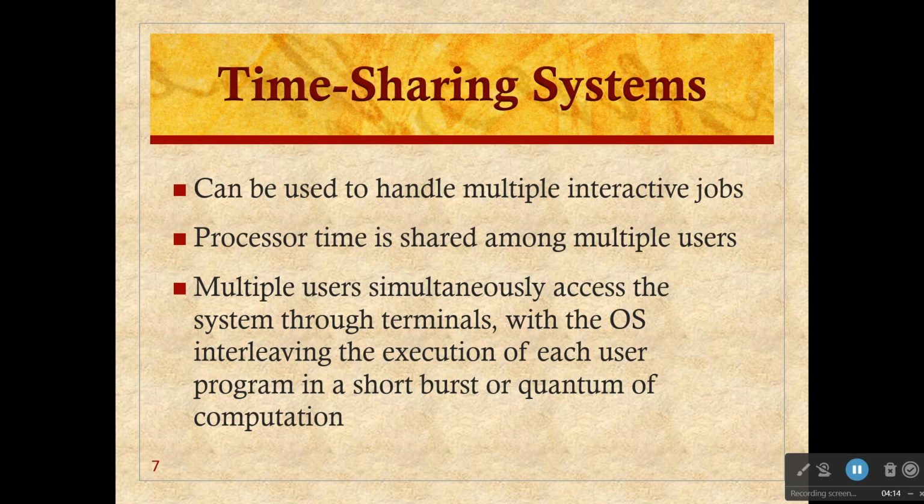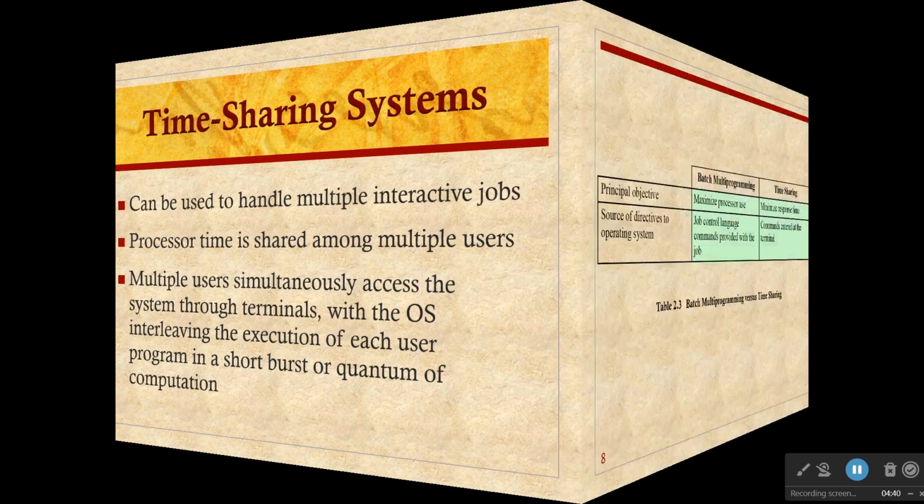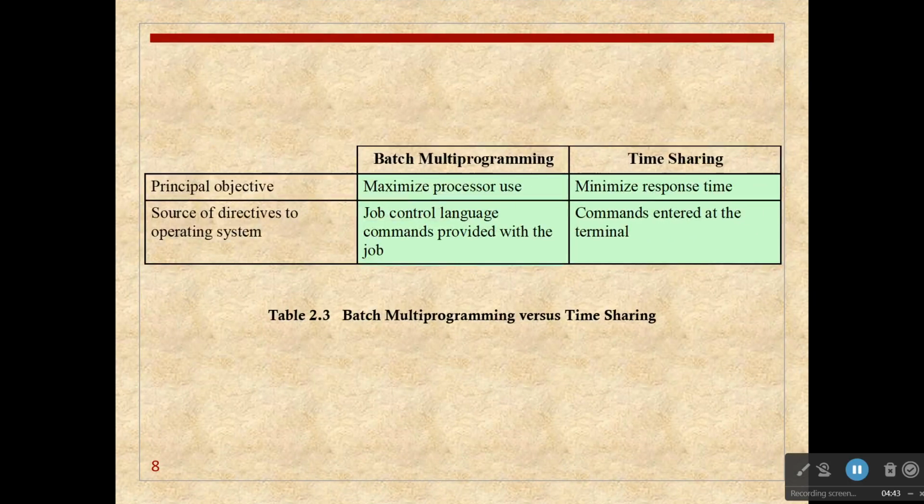Thus, if there are n users actively requesting service at one time, each user will only see on the average 1/n of the effective computer capacity, not counting OS overhead. However, given the relatively slow human reaction time, the response time for a properly designed system should be similar to that on a dedicated computer. Both batch processing and time sharing are multiprogramming. The key differences are listed in Table 2.3.